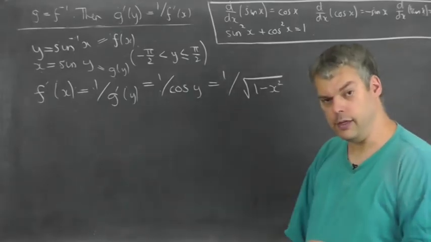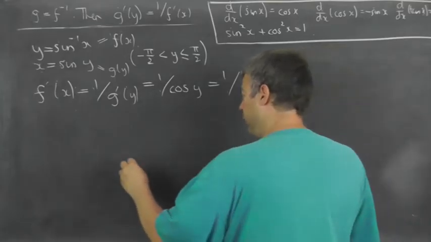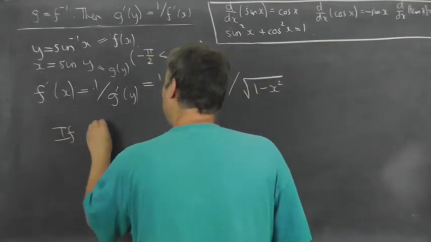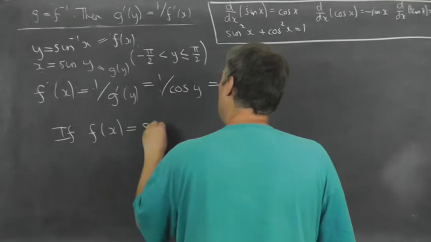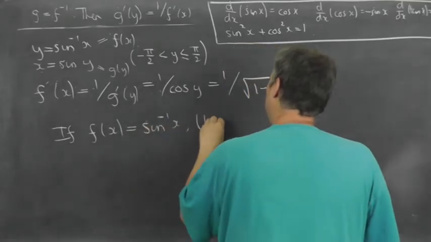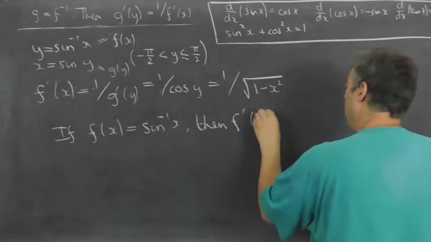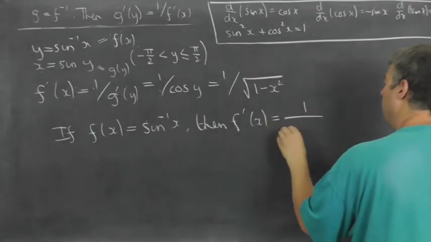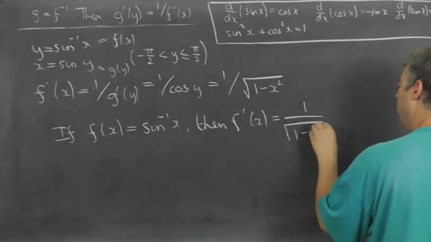So here's another standard differential. If f of x equals sine inverse of x, then f dash of x equals 1 over the square root of 1 minus x squared.